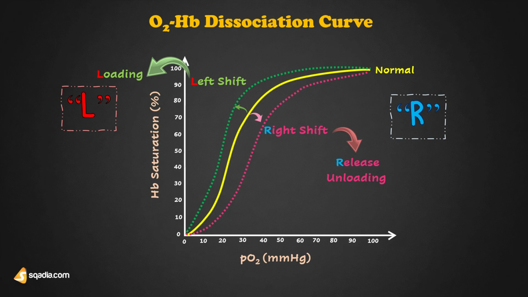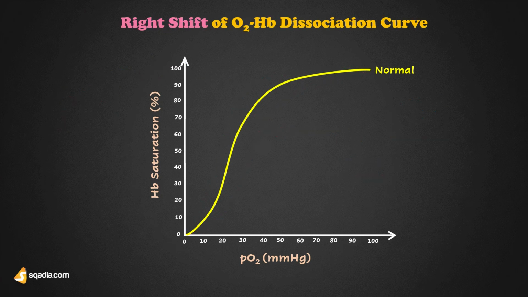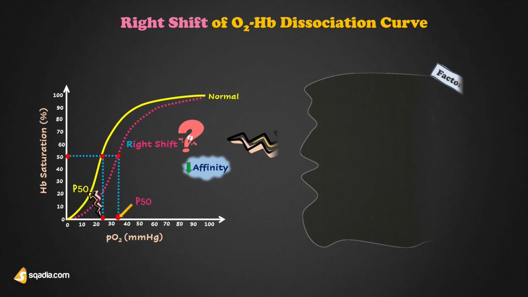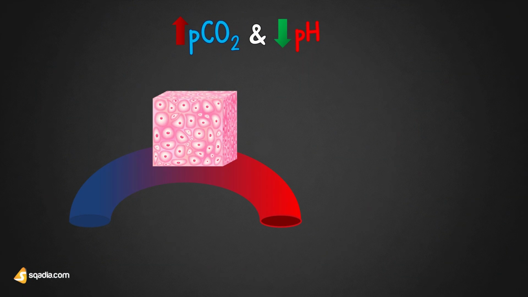Now, the partial pressure at which 50% of the hemoglobin is saturated is known as P50. If P50 increases, like this, it moves to the right. So, there is a decrease in affinity of hemoglobin for oxygen, and more oxygen is needed to get the 50% saturation. Lower affinity causes oxygen to release more easily, and the oxygen-hemoglobin dissociation curve is shifted to the right. Now, what are the factors that can cause the right shift? Well, an increase in partial pressure of carbon dioxide and a decrease in pH do so.